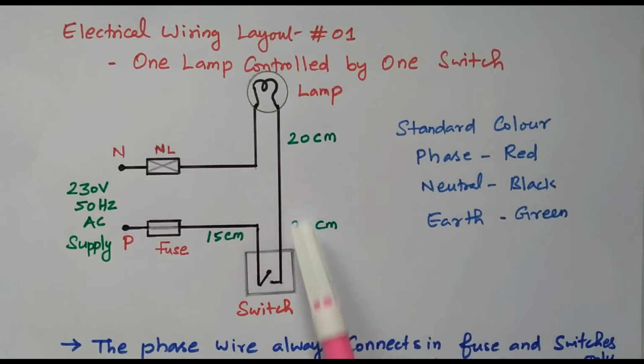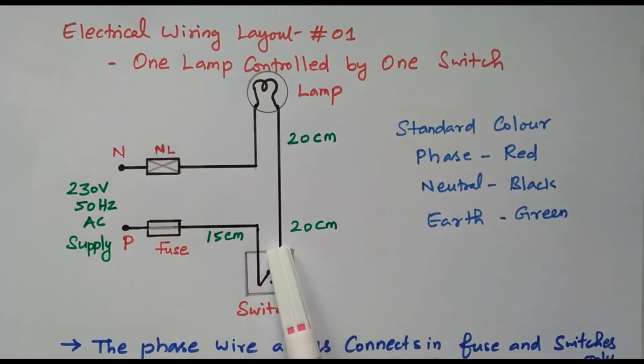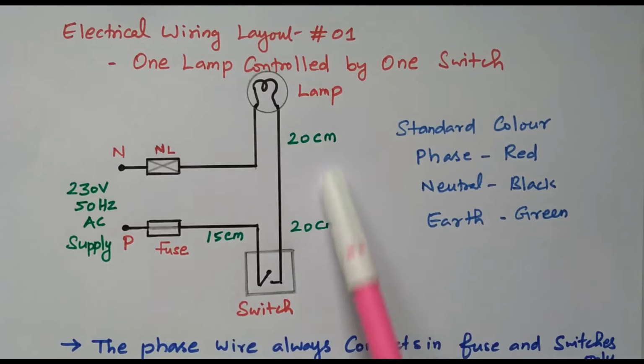Now by this distance, we can decide how much PVC pipe and how much copper wire is required. The length of the PVC pipe and the length of the wire can be decided. So this is 15 centimeter, the distance between this supply and switch. And this distance is 20 centimeter and this one another 20 centimeter. So totally 40 centimeters. So 40 plus 15, 55 centimeters. So we need 55 centimeter of PVC pipe. So we can design according to the distance, and we can decide what materials are required also.